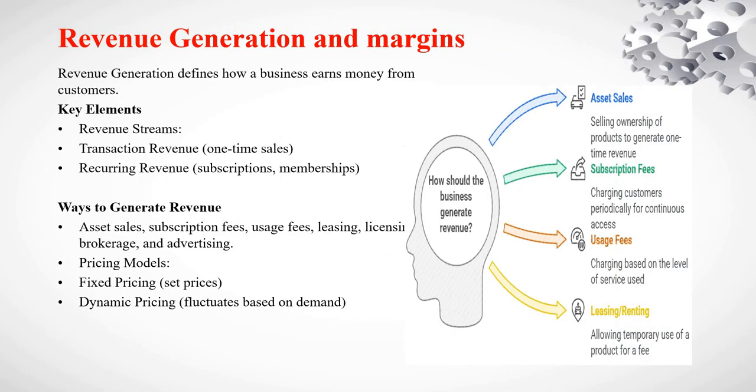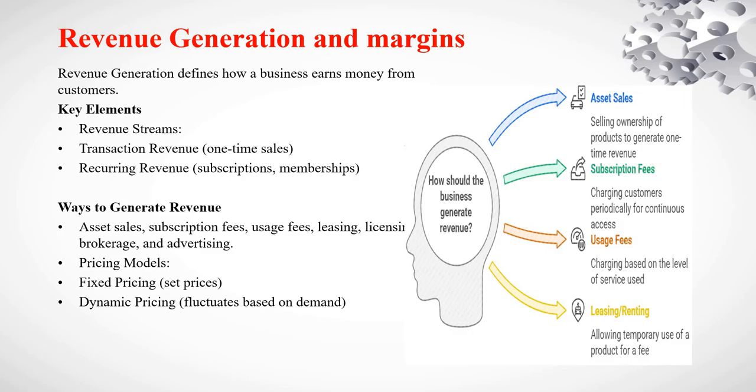Next is the revenue generation and margins in a business model. So here the revenue generation is an important building block of a business model, and it refers to how a company earns money from different customer segments, and it determines the profitability and sustainability of a business. So the types of revenue streams are transaction revenues and the recurring revenues.